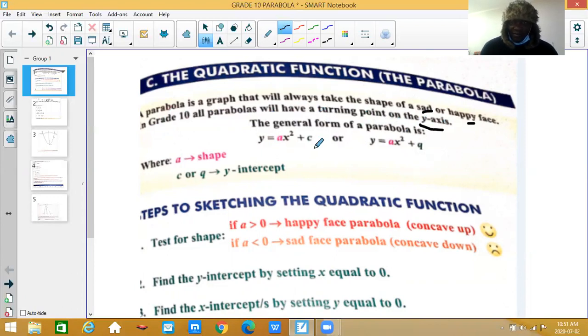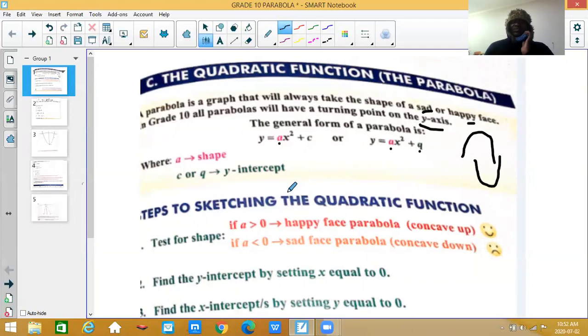The general form of a parabola is y is equal to ax squared plus c, or it can have ax squared plus q. Now, this a gives the shape of the graph. It can be facing downwards like this, or it can be a graph that is facing upwards like that. These are the two types of graphs that we have. And c and q are the y-intercepts. This is where the graph cuts the y-axis.